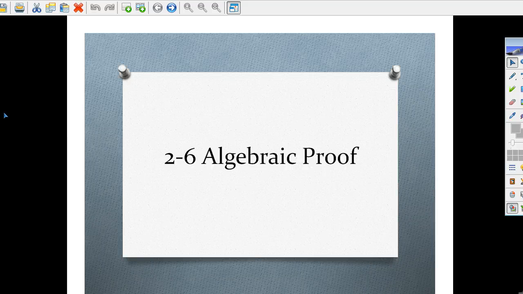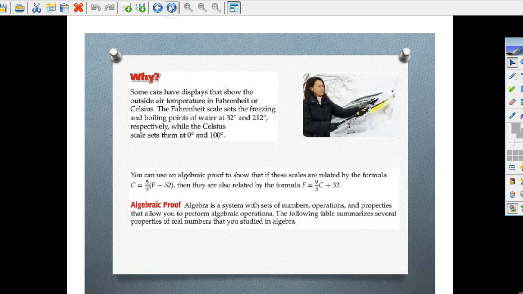This is chapter 2, section 6, algebraic proof. So in the last section we learned a little bit about paragraph proofs, and today we'll learn more about algebraic proof and two-column proofs. Okay, so why are we learning this?